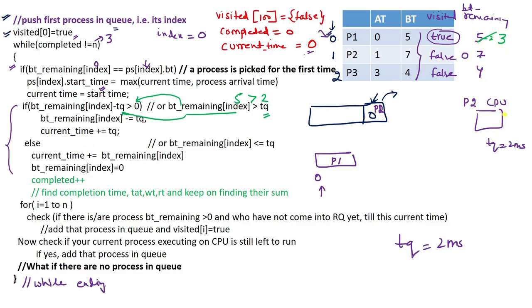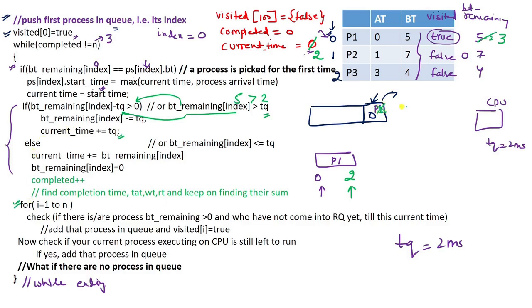That means we have run the process on the CPU. Now the current time will be changed to what? This P1 has run for 2 units of time, so it will be 2. So this is the current time: 0 plus 2, or you can say current time plus TQ. Now this process has not been completed, so we will not come to the else part, because the else part says that when a particular process has been completed fully, do all these things and find its completion time and everything. But we will not come to the else part.